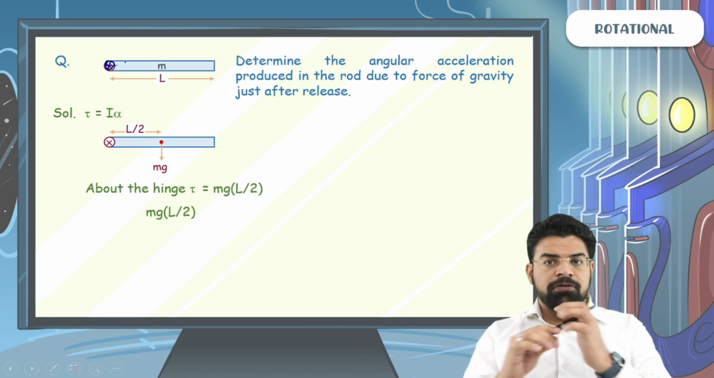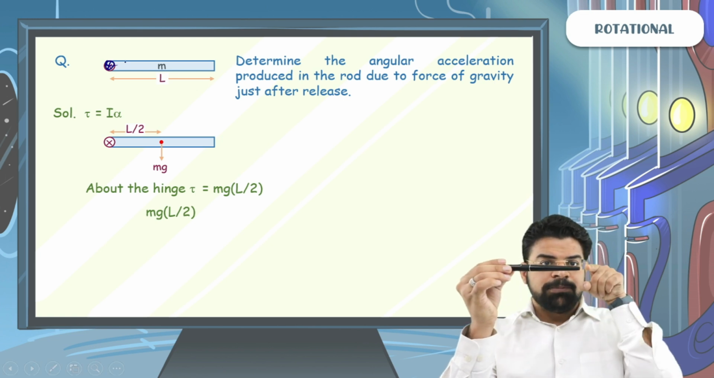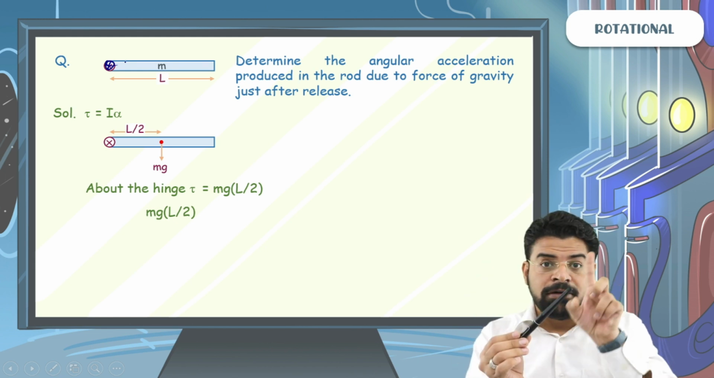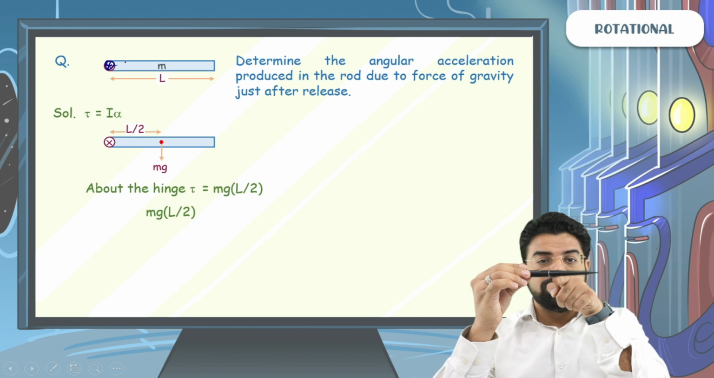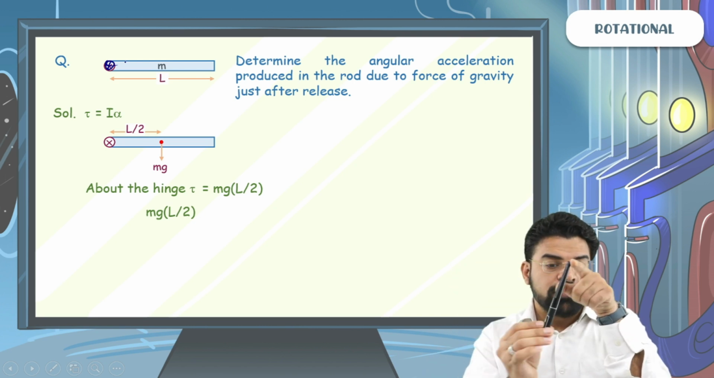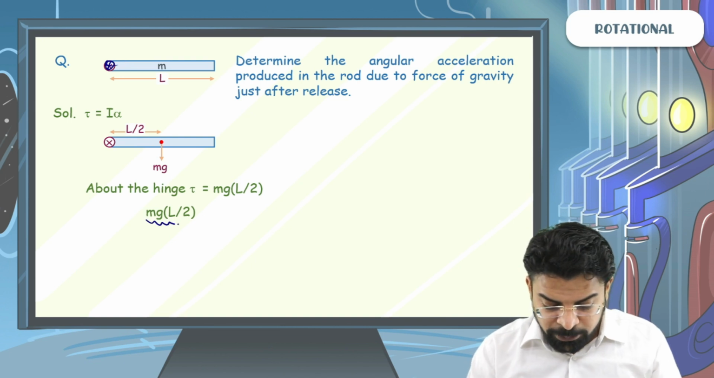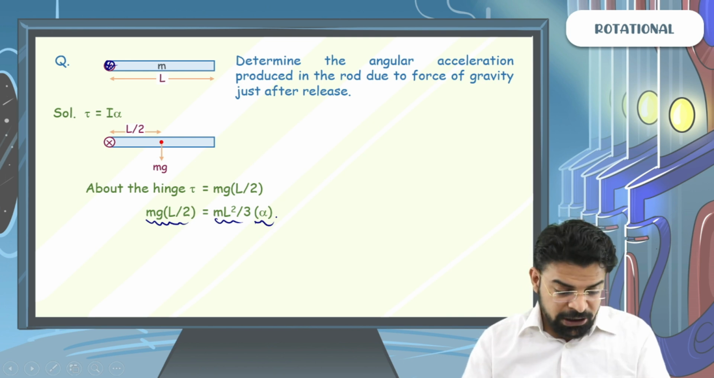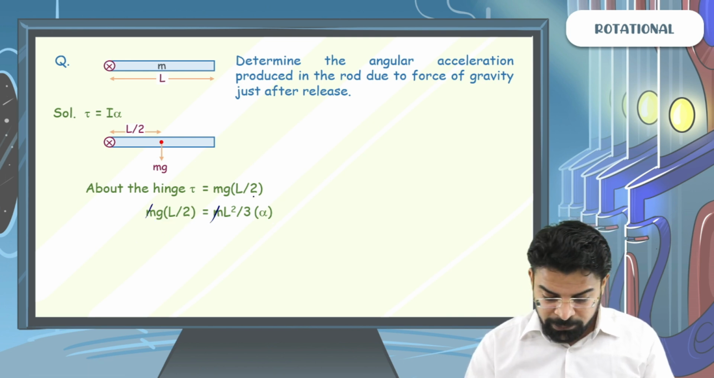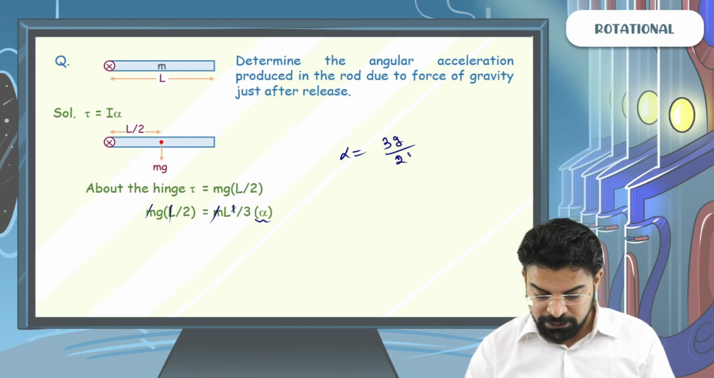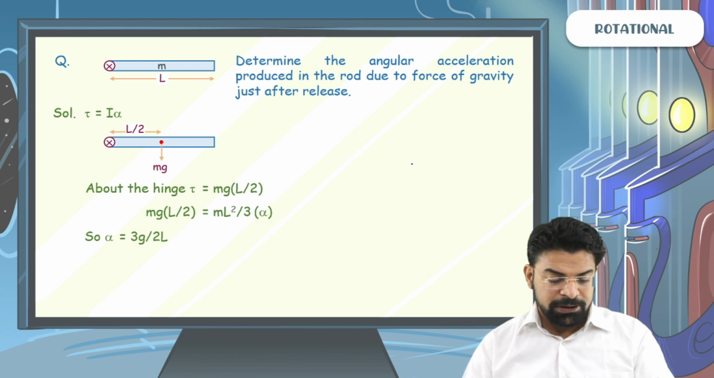What will be the moment of inertia of a rod about an axis passing through its end and perpendicular to its length? mL square by 3, not 12, 3. About the axis passing through the center, it is mL square by 12. About the axis passing through the end, it is mL square by 3. So the torque about the hinge, mgL by 2, equals mL square by 3 times alpha. So easy. Now, cancel out m and m, and L with one L, and alpha comes out to be 3g by 2L. So easy. Alpha comes out to be 3g by 2L.